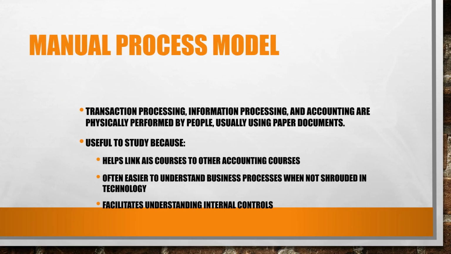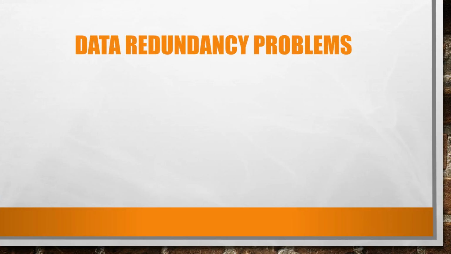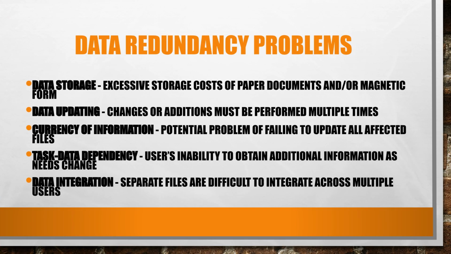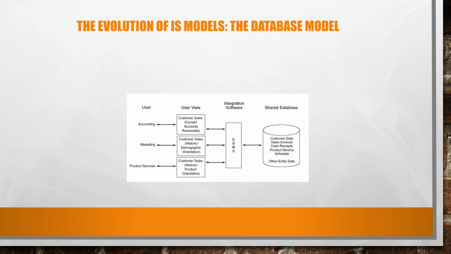Moving on to the manual process model, we see that accounting tasks are performed using paper documents. Studying this model helps link AIS courses to traditional accounting and simplifies business process understanding. The flat file model represents an earlier era of information systems. This approach often leads to data being stored in independent, disconnected files. This model suffers from significant data redundancy problems, including high storage costs, difficulty in updating records consistently, and poor data integration across the organization. The database model addresses these issues by minimizing redundancy and providing a centralized system accessed by various applications, managed by a database management system.